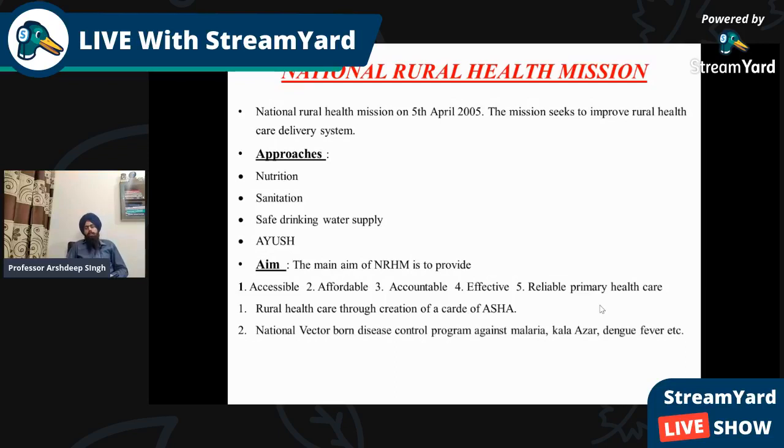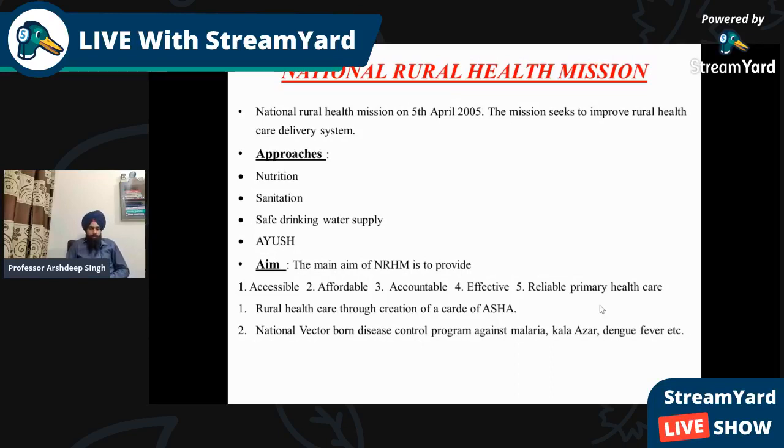Or I can say that from Ayurveda, there are different medicine systems which are existing nowadays in the world. They have taken some of the points or teachings from Ayurveda, so they have developed their own medicine systems. Okay, and yoga is also the same. So that was about the major approaches that were covered under the National Rural Health Mission. Okay, next is the aim. So what were the main aims of NRHM?